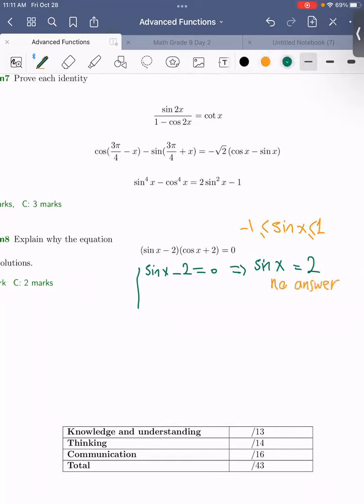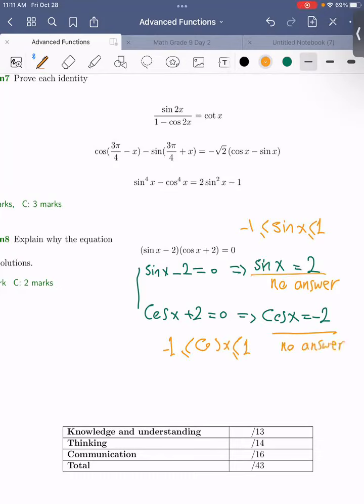And the same thing with cosine. When you want cosine of x plus 2 equal to 0, that means cosine of x must be -2. But again, cosine is always between -1 and 1. So cosine of x equal to -2 has no answer. So the whole equation does not have any answer, no solutions.